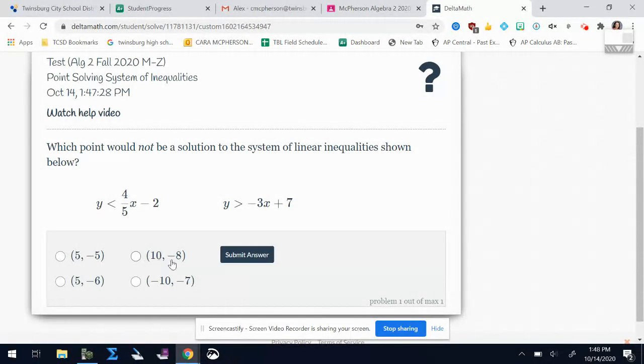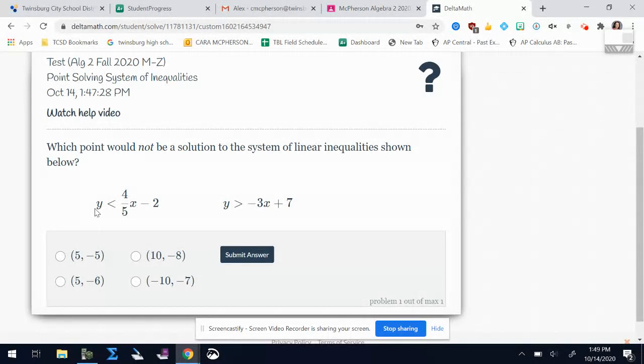So I'm going to go to 10, negative 8. So when I put 10 in, 4/5 times 10 is 8. 8 minus 2 is 6. So is negative 8 less than 6? That is true. And then I'm going to put 10 over here. So I have negative 30 plus 7 is negative 23. Negative 8 is greater than negative 23. So that point's true. Next one, when I put 5 in, 4/5 times 5 is 4, minus 2 is 2.